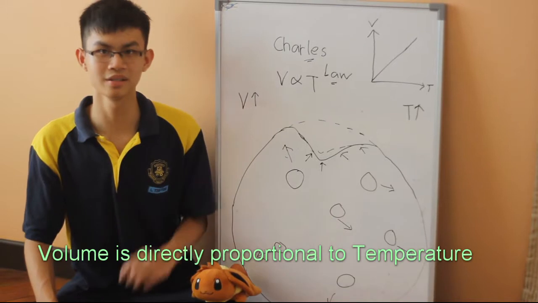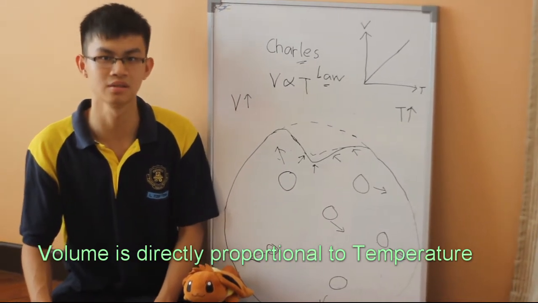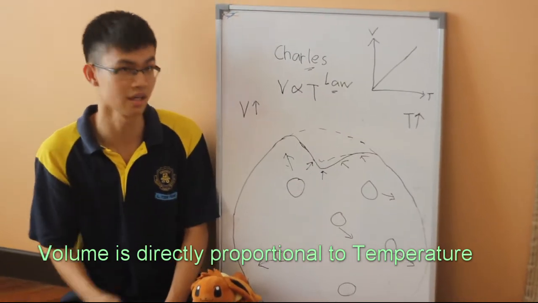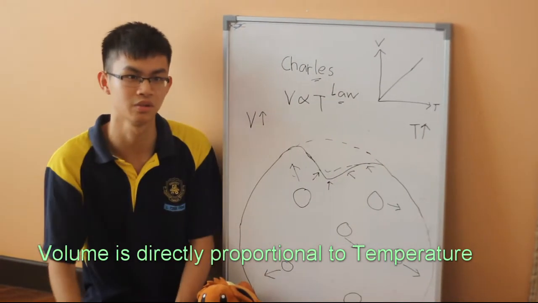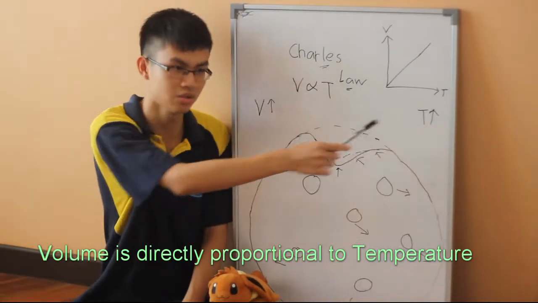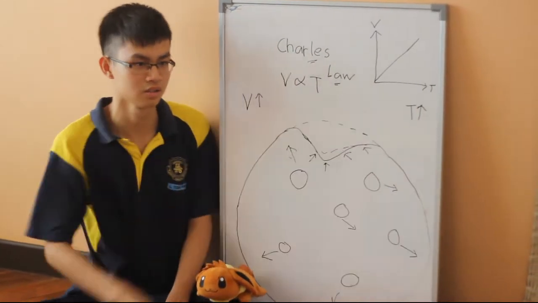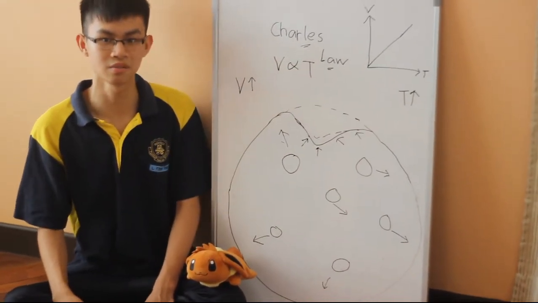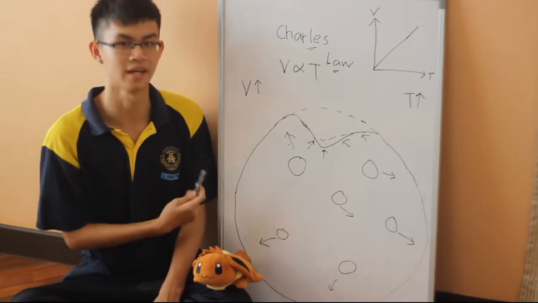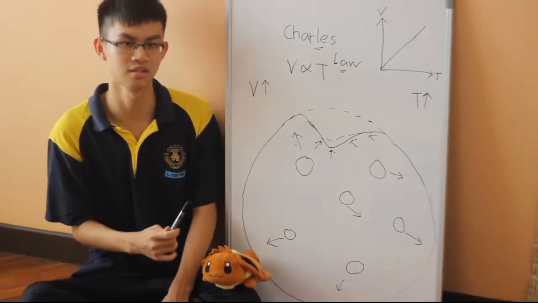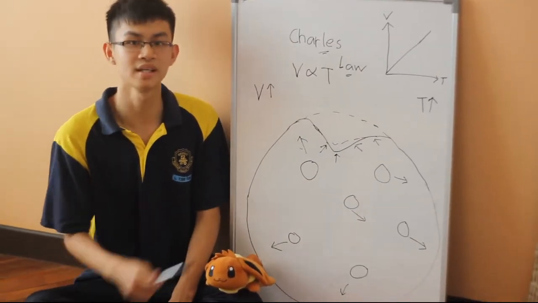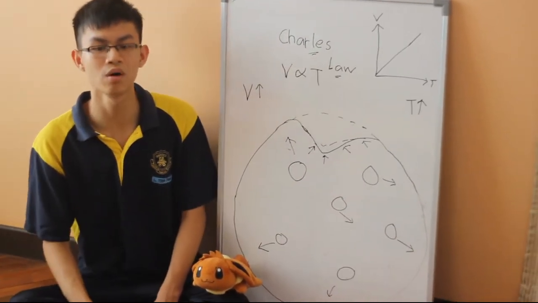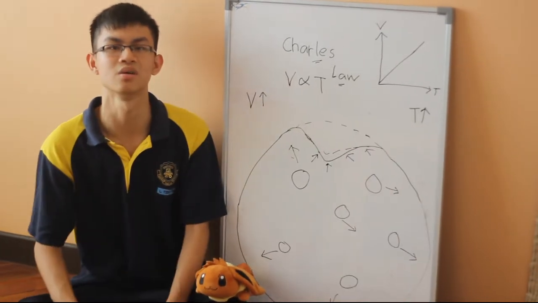The reason why the ping pong ball is able to inflate back into its original shape is because of Charles' law. Charles' law states that volume is directly proportional to the temperature. So, as the temperature increases, the volume increases as well. Just imagine this is our ping pong ball. As the temperature increases, the gas molecules in the ping pong ball gain more kinetic energy, causing the rate of collision to increase. So, when the gas molecules collide against the wall of the ping pong ball more frequently, the ping pong ball will eventually inflate back into its original shape.